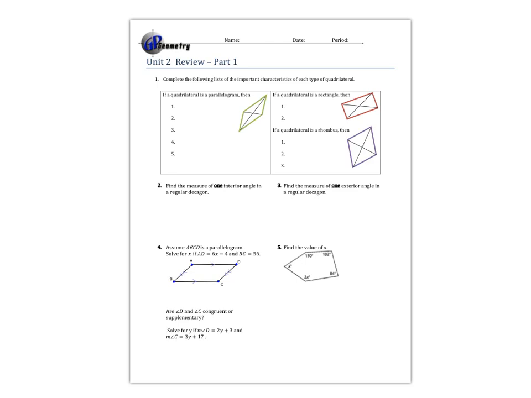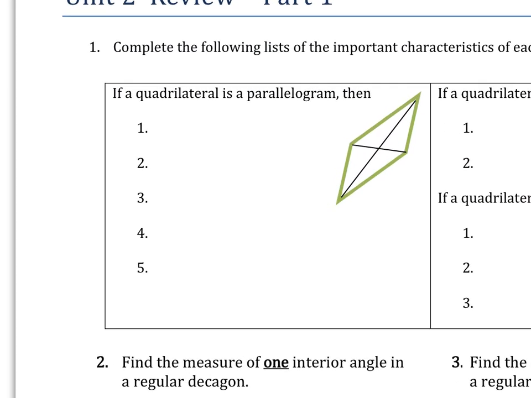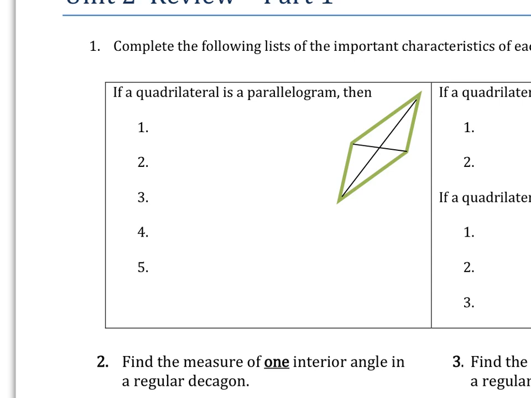All right, time to review Unit 2, so we can be all ready for the test coming up here. First thing we need to do is review these parallelograms, rectangles, and rhombuses. We're going to put them all together, and we want to make sure we know what the main properties of these things are. So first, a parallelogram.